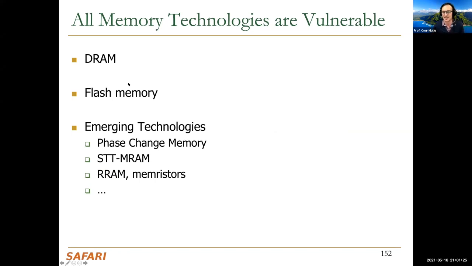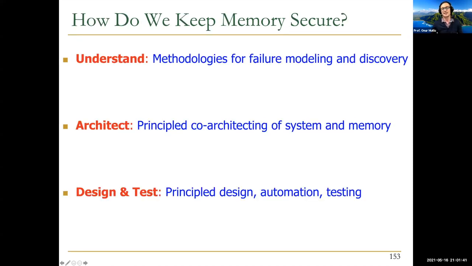Flash memory is not as much so. But some emerging memory technologies are slated to have our data structures directly exposed in them as well. So they're going to be vulnerable to many different types of effects. So we really need to think about the security of our memory. As I said, I don't have answers to everything clearly, but I think I can propose a methodology to keep memory more secure, reliable, and safe.